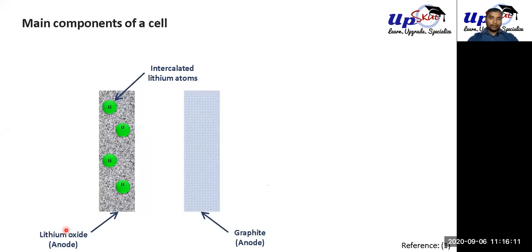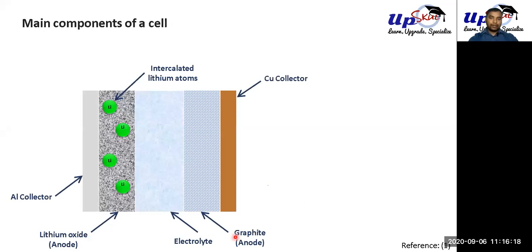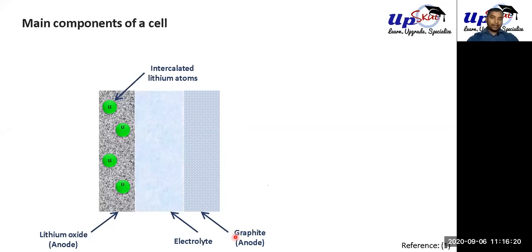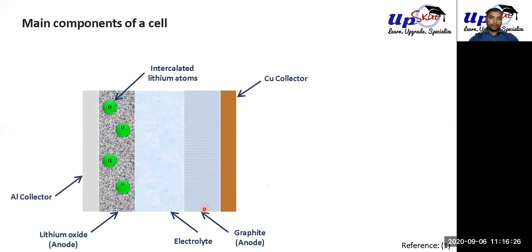Okay, there has been some mistype. So here, these are all the components in a lithium ion cell. On the right hand side, we have our copper collector. On the left hand side, we have our aluminum collector. Here there is a typo: both are saying anode.